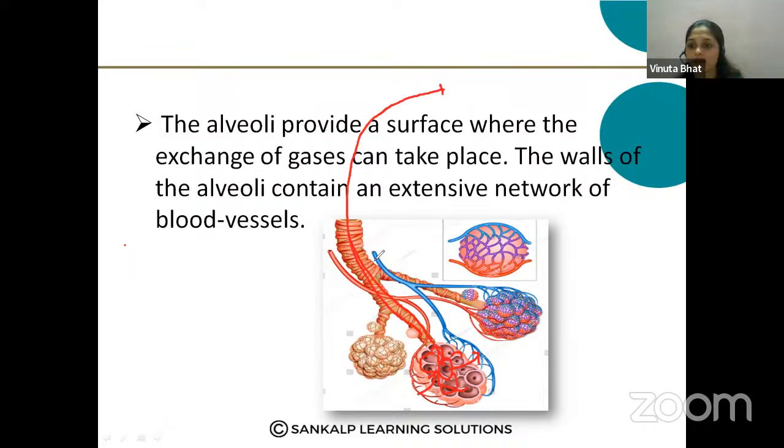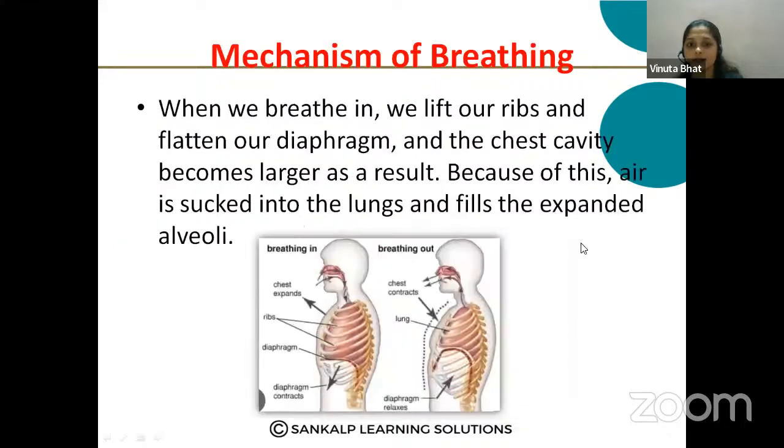So that is expiring from our body. Okay, so this is how gas exchange works in our body. Okay, so is that clear?